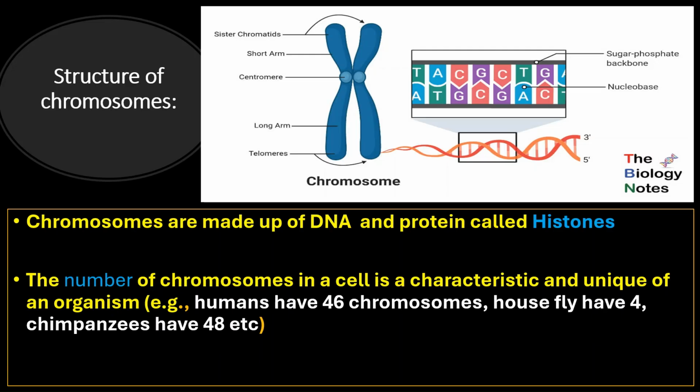That is, in humans, there are 46 chromosomes. You can't find the same in housefly. In housefly, you will find only 4 chromosomes. In the case of other primates like chimpanzee, they have 48 chromosomes. The number of chromosomes differ from one organism to another.